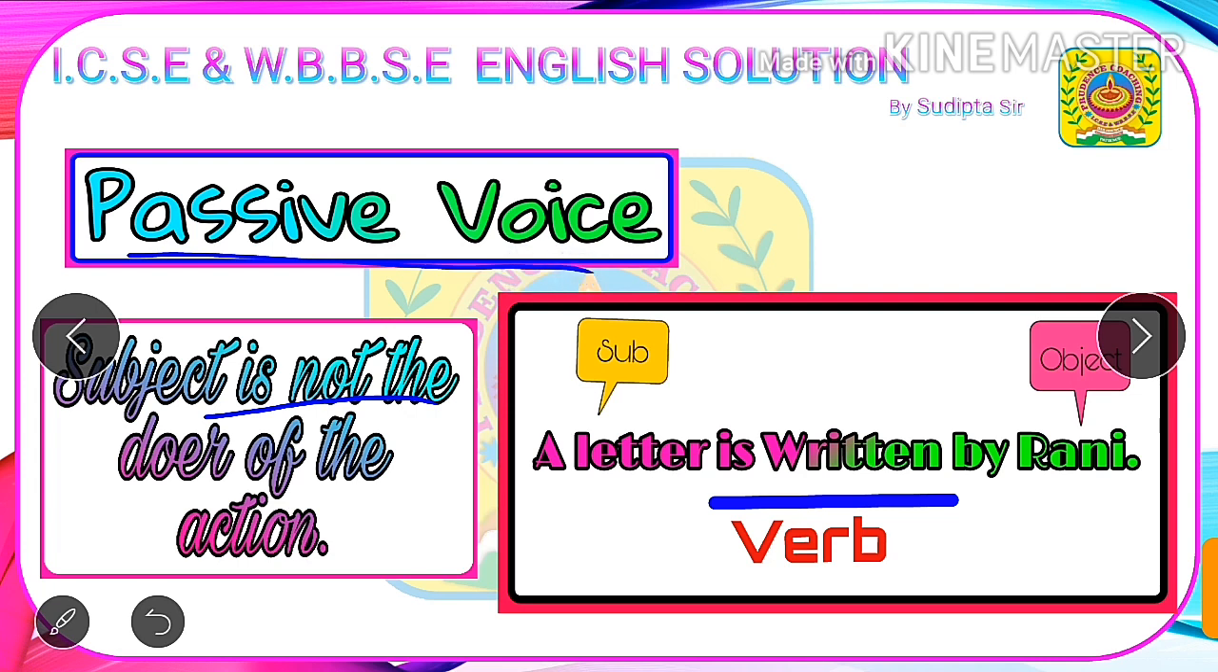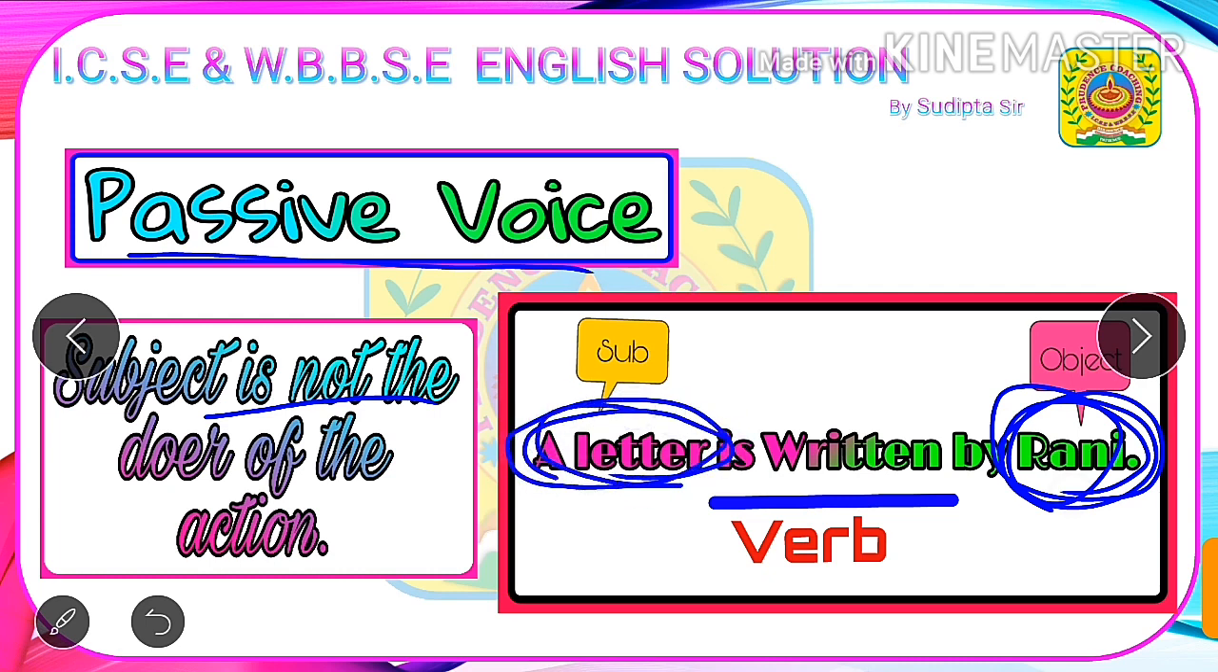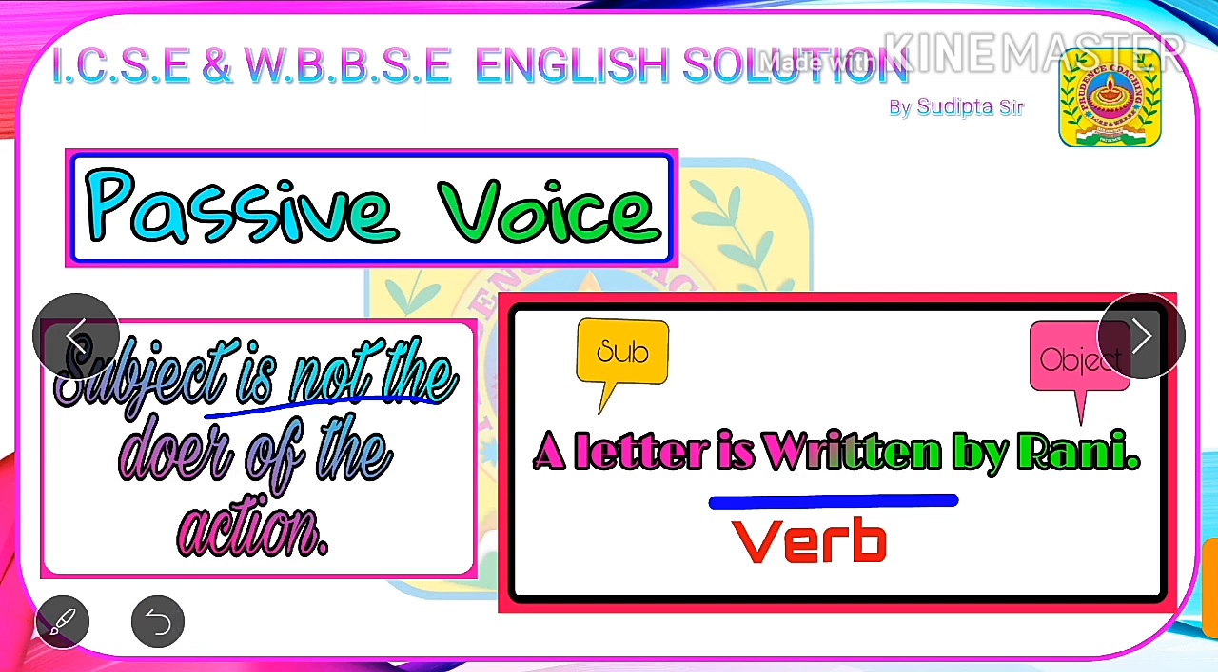Let us understand with the example. A letter is written by Rani. Here the verb is written. But before the verb we have a word, that is a letter. Students, the letter here is not writing. Here the letter is written by Rani. That means here the object Rani is performing the action, not the subject letter. So students, here in this statement we find that A letter is written by Rani.